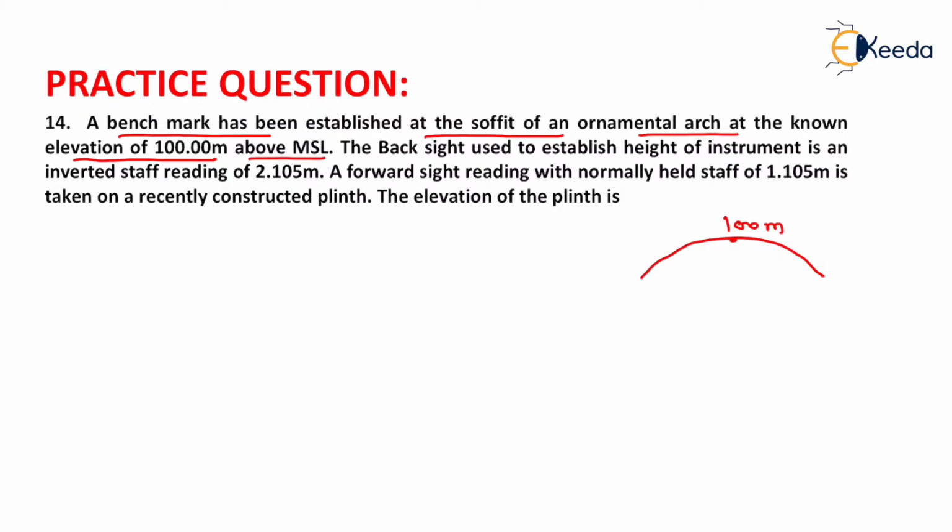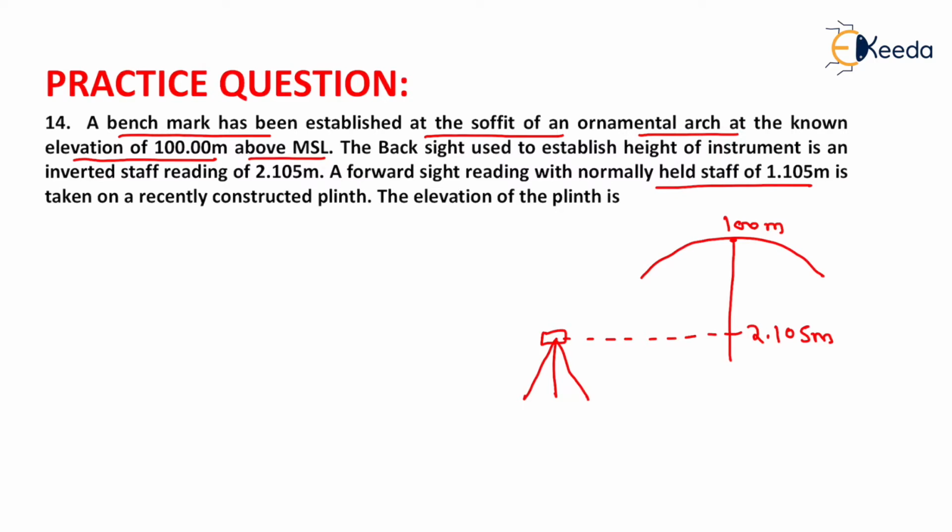The backsight used to establish the height of instrument is an inverted staff reading of 2.105 meter. It means that here a level is just like this, and the inverted staff reading for the calculation of height of instrument is 2.105 meter. A forward sight reading with normally held staff of 1.105 meter is taken on a recently constructed plinth.